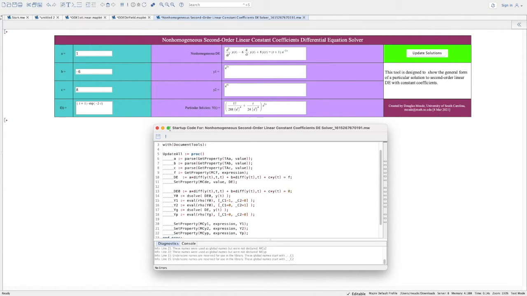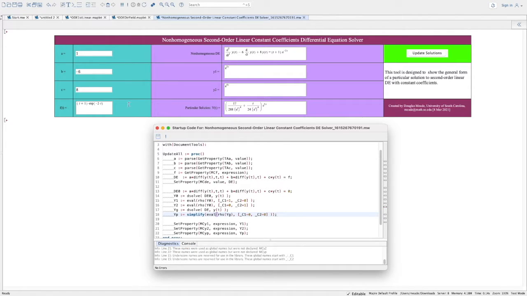When I click this button, it reads the values of A, B, C, and F, displays the non-homogeneous differential equation, the homogeneous solution, and then the particular solution. And the whole point of doing this was I didn't really like the way this solution looks. And so what I needed to do here is simplify. I'm just going to modify this code to simplify that result before I display it.